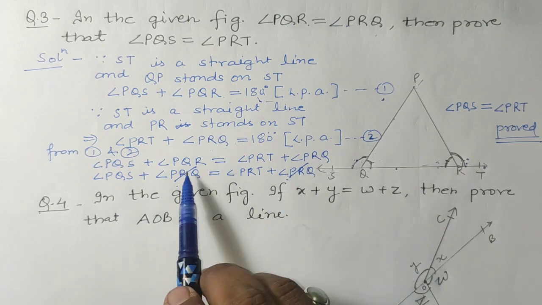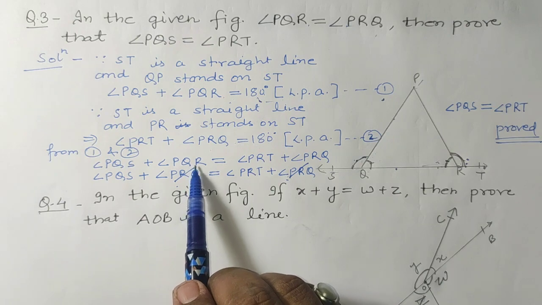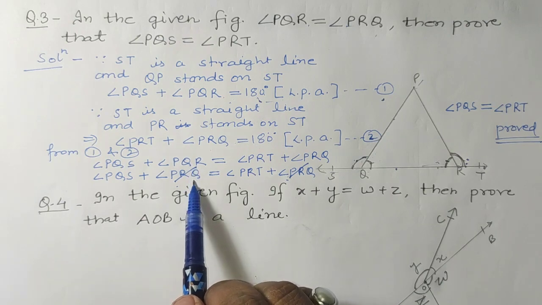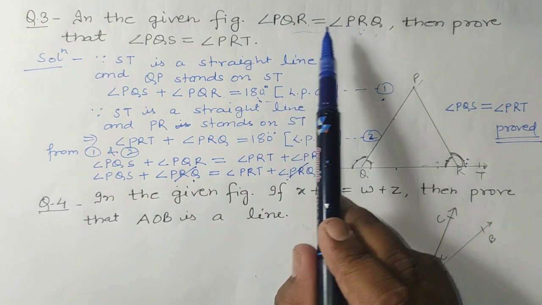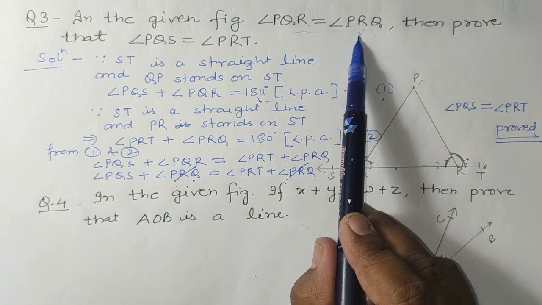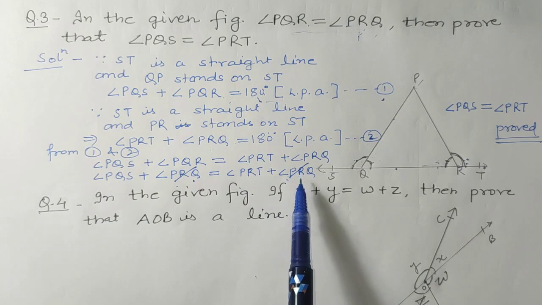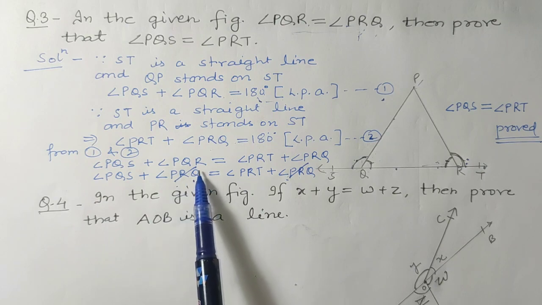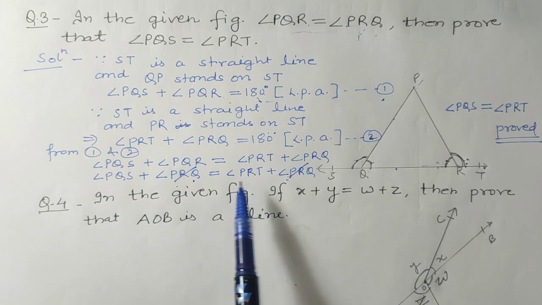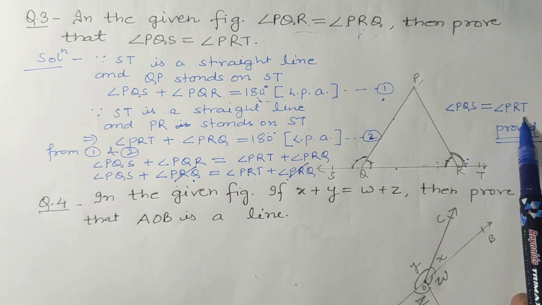Now in this step we have written angle PQR as angle PRQ. Why? Because it is given in the question that both angles are equal. So in place of PQR I have written angle PRQ. After that we have seen that in the right hand side also there is an angle PRQ, and in the left hand side also there is an angle PRQ, so PRQ and PRQ will be cancelled out. So what is left? Angle PQS is equal to angle PRT, that we have written.